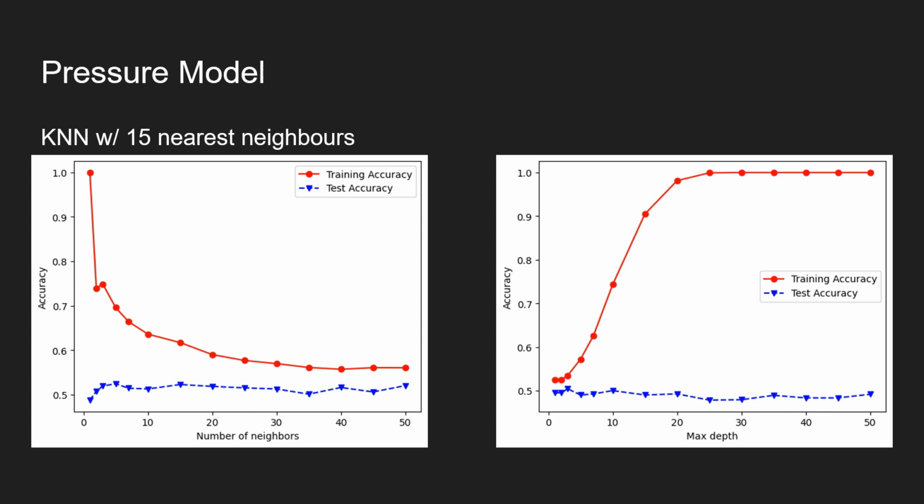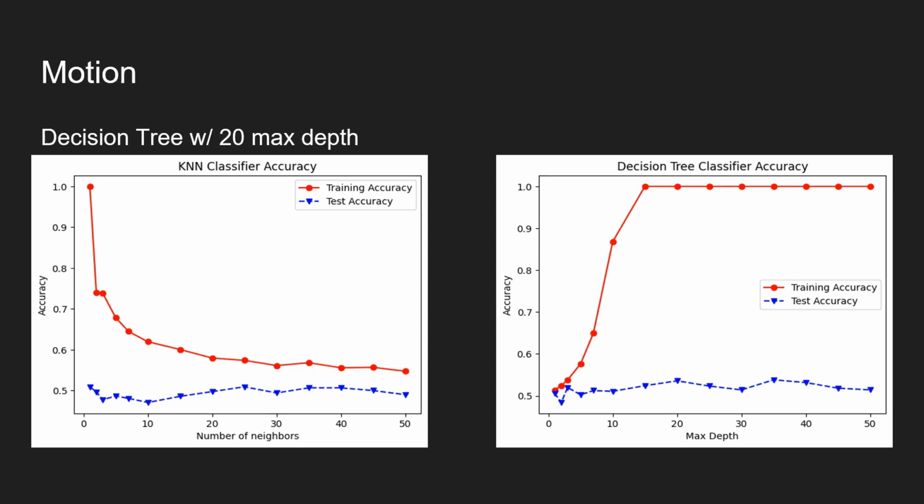For the models, we tested KNN and decision tree since we are doing classification. Other models like GBM, random forest, and SVM were not tested due to their higher RAM usage. We chose KNN with 15 neighbours for the pressure model. For the motion model, we use decision tree with 20 max depth. I will hand over the presentation to Timothy.